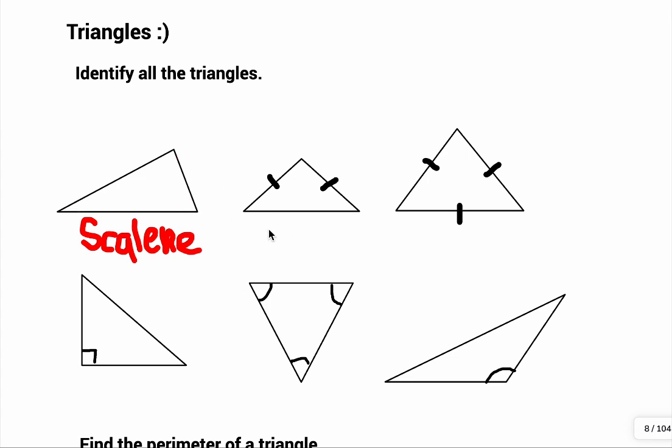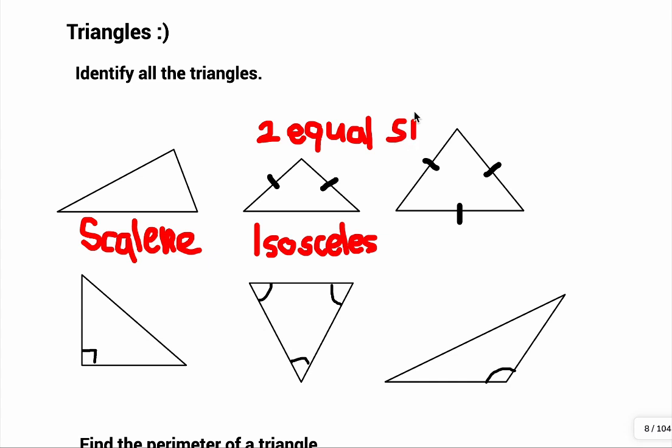The next triangle is an isosceles triangle. This is an isosceles triangle because there are 2 sides that are equal, and there are 2 lines on the triangle to show the equal sides, as you can see here.